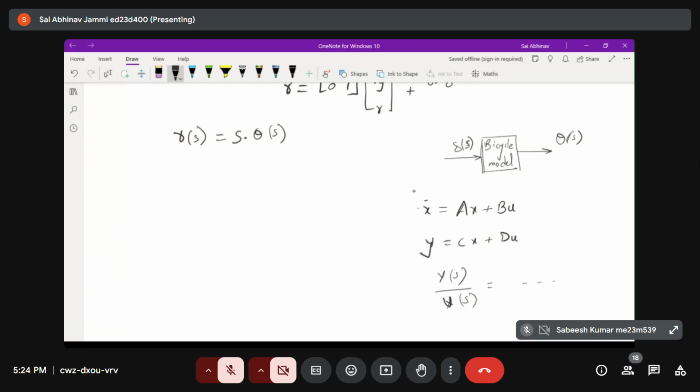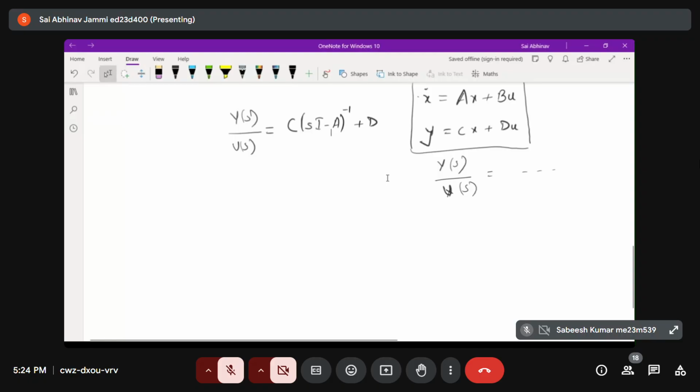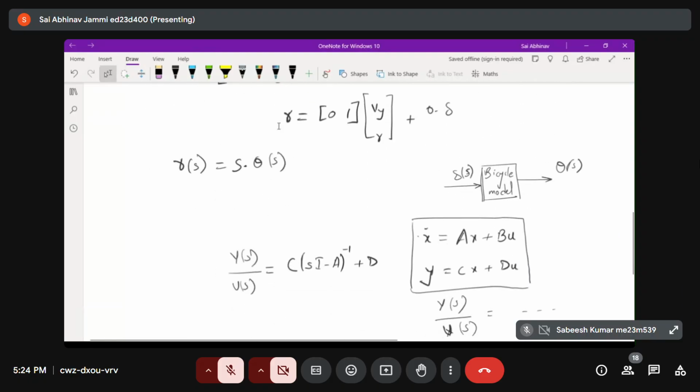Here, when we want this kind of state space model to go into a transfer function, Y of S by U of S will be C times (S times I minus A) whole inverse plus D. Right. So now if I apply that for this case, what happens? Y of S is here R of S, and U of S is delta of S. So apply this and then finally get the transfer function.